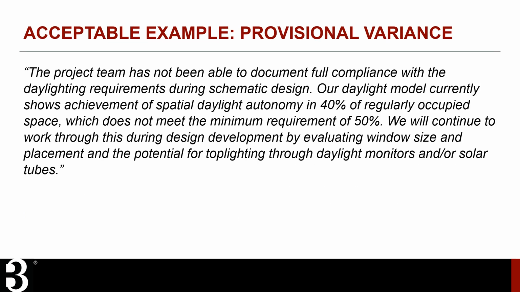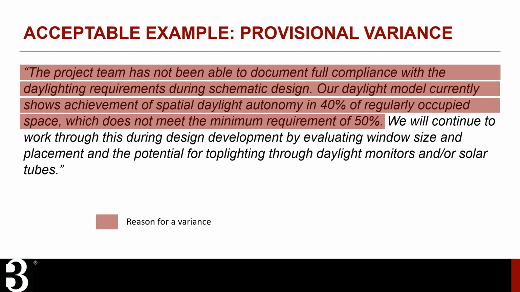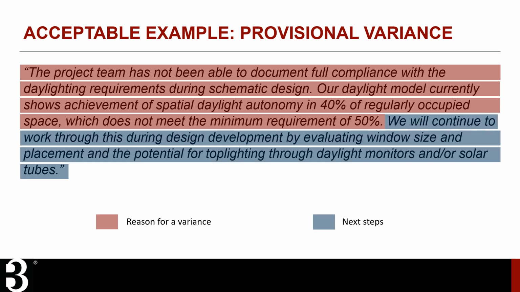Here is a good example of a request for a provisional variance. The project team describes the reason the variance is needed, that they haven't been able to achieve compliance with the B3 daylight requirements during an early design stage. To meet the requirements, they need to increase daylight access. They are requesting a provisional variance so they have more time to redesign windows and other natural light features in their building, with the intent that the constructed building will meet the guideline requirements.